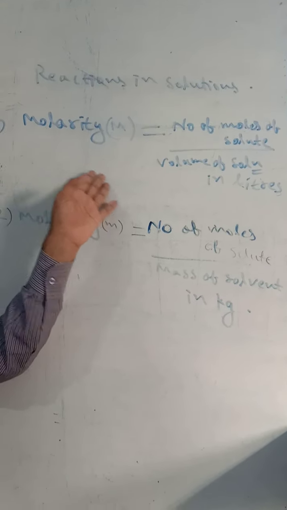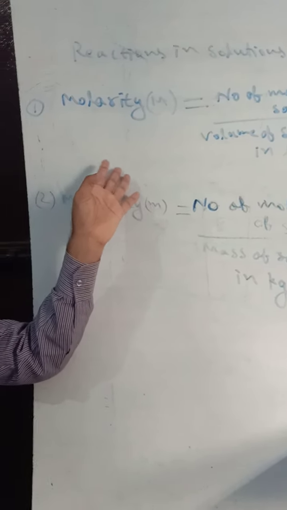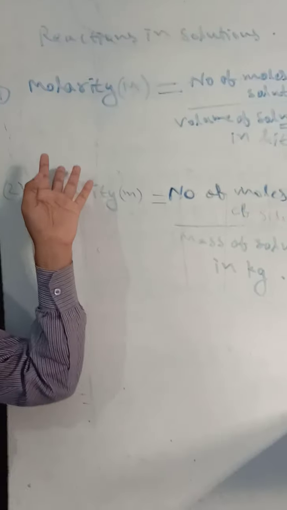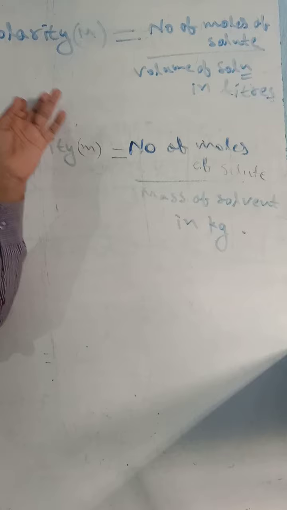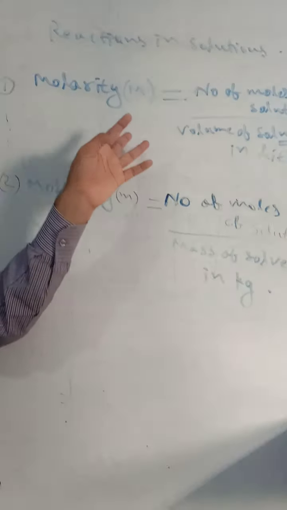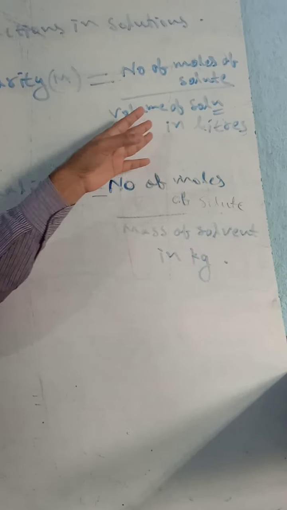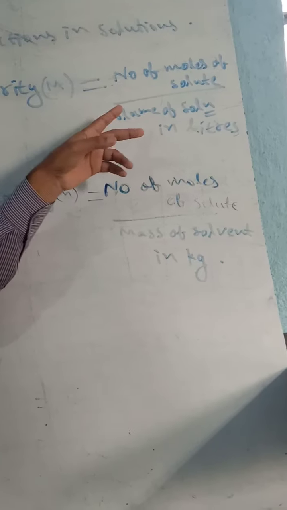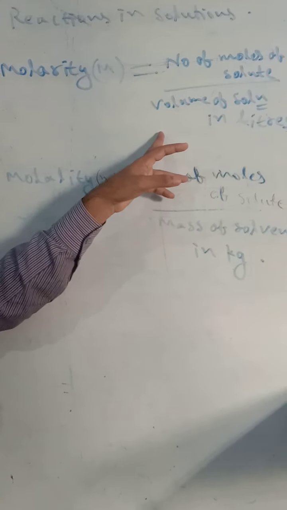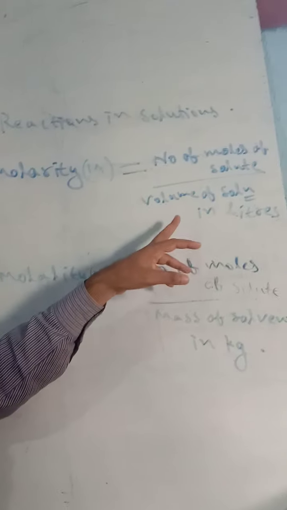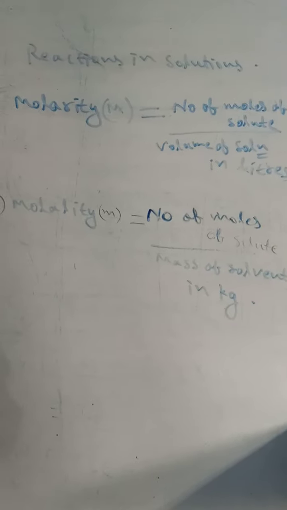Generally, a question can be asked based on numerical. Question can be asked, how will you calculate the molarity of a solution if 20 gram sodium hydroxide is dissolved in water to prepare 1 liter of solution? So listen, how will you calculate it?